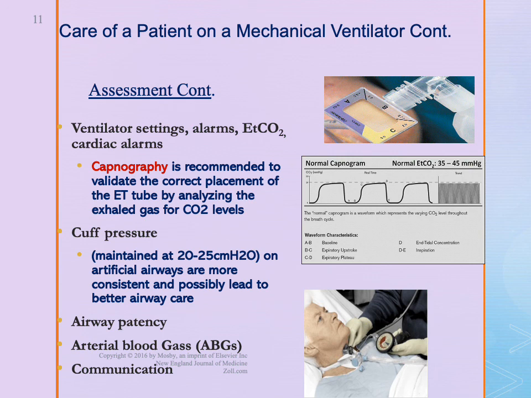Arterial blood gas levels would also need to be assessed, and the provider would order these at certain intervals. The arterial blood gas, or ABGs, assess pH, arterial oxygen, arterial carbon dioxide, and arterial oxygen saturation. They give good information on the patient's oxygenation and ventilation status.